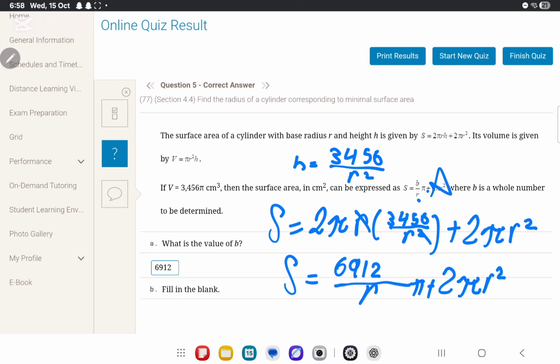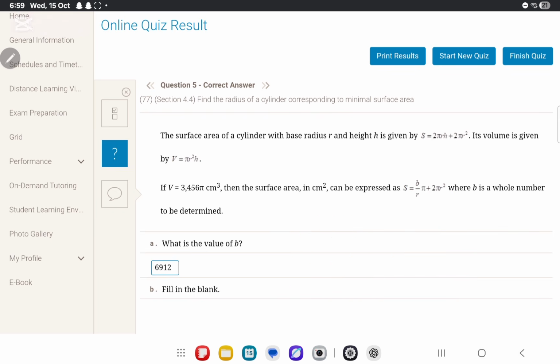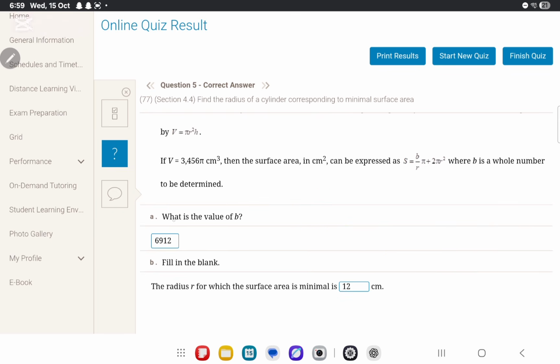Right, so now I have the exact form. 2 pi r squared, I have it given to me. R, I have it given to me. Pi, I have it given to me. What's left? 6912. That's the answer. The radius for which the surface area is minimal.